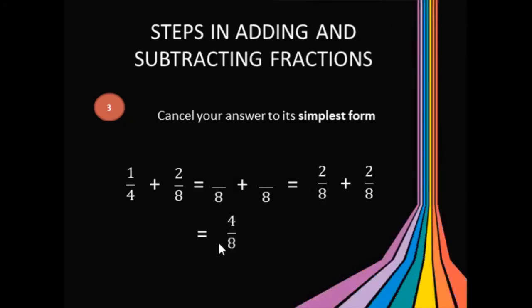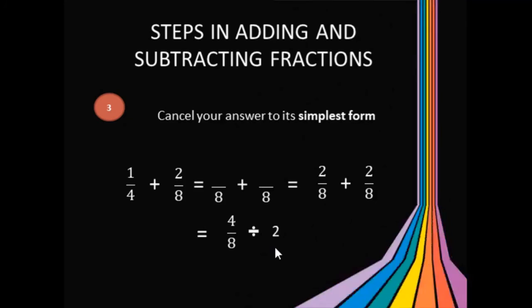4/8 is not yet in its lowest term. Agree with me? Not yet. So we need to cancel it first to get the simplest form. Find the factor that can divide both 4 and 8. What factor or what number is it? We can have 2.